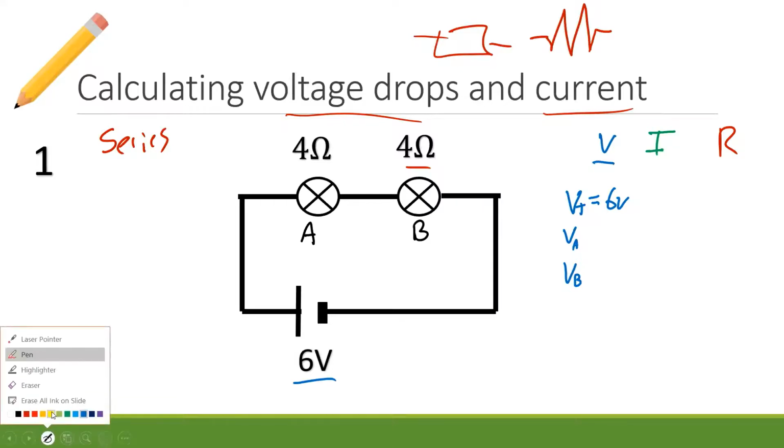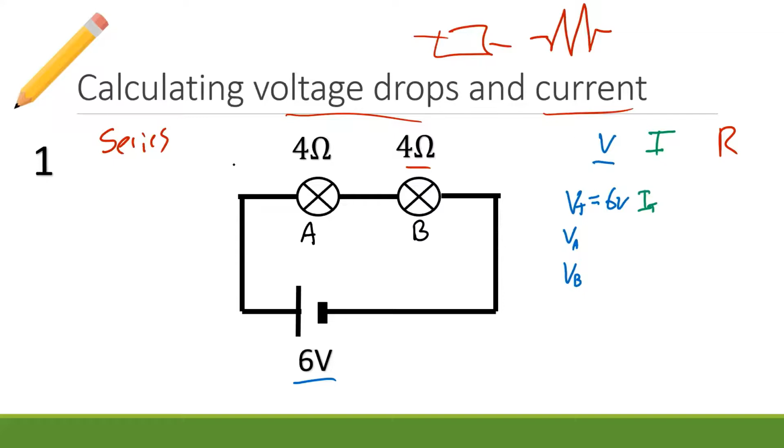Does it say on this picture what the total current is? Can someone tell me in chat? No, it doesn't. It doesn't tell us what the total current is. It doesn't tell us what the current through A is, and it doesn't tell us what the current through B is. We actually have no information about the current whatsoever.